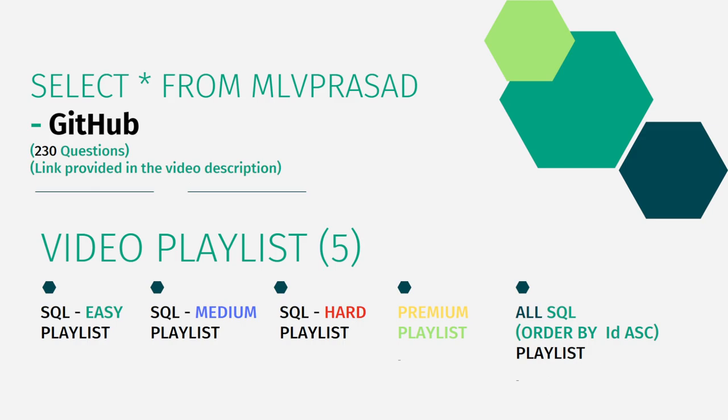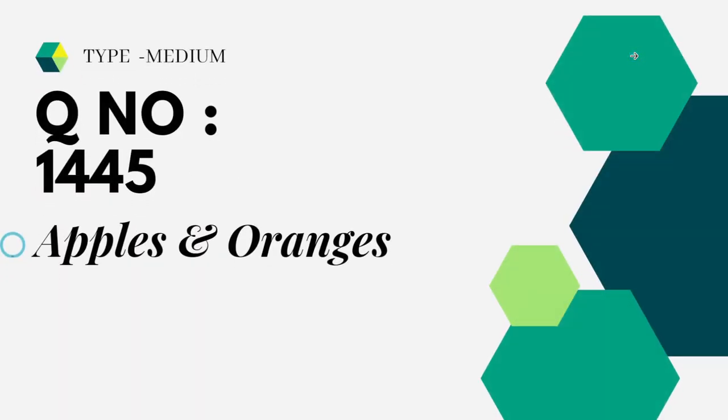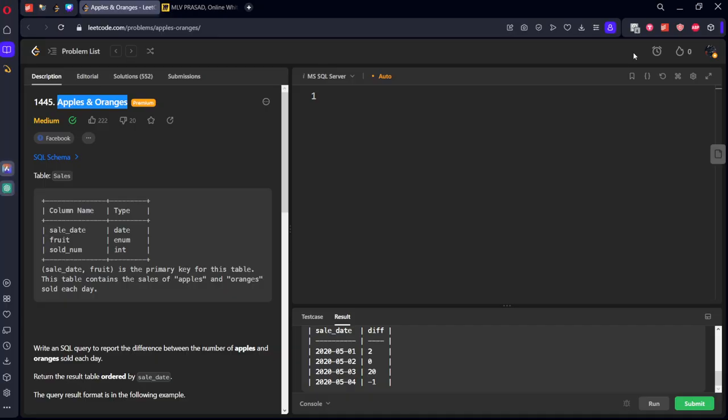Let's see the question which we are trying to solve today. It is type medium, question number 1445, Apples and Oranges. Let's see the question. Okay, it's asked in Facebook for entry level.